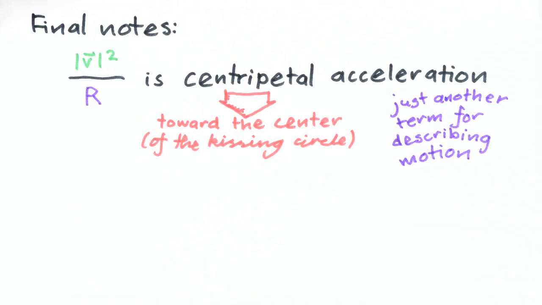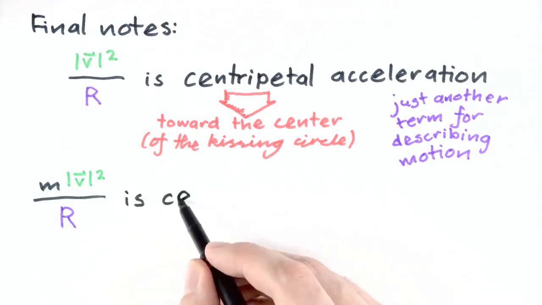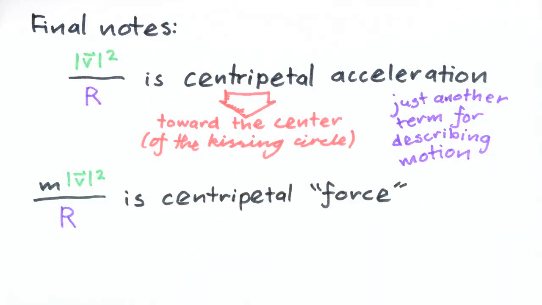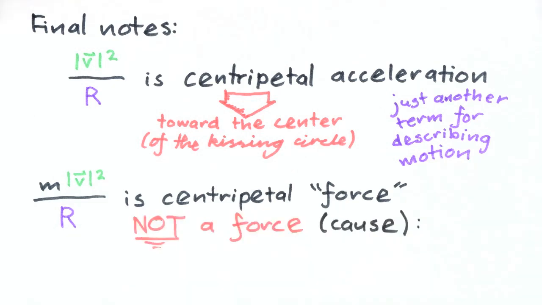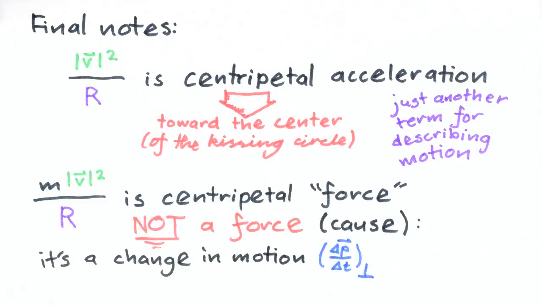Along these same lines, here's more vocabulary and a cautionary note. The system mass times the speed squared divided by r is sometimes called the centripetal force. This is unfortunate language, as this quantity is not a force. It's just another confusing name for delta p over delta t perpendicular. The centripetal force describes the effects here, which Newton's second law tells us is caused by some non-zero F net perpendicular acting in this case.